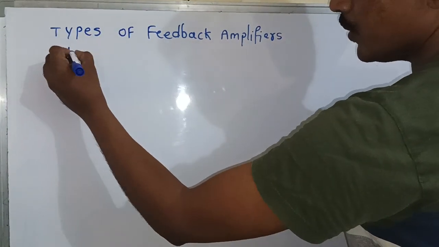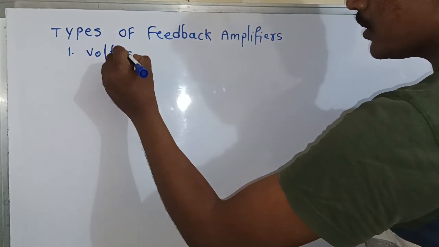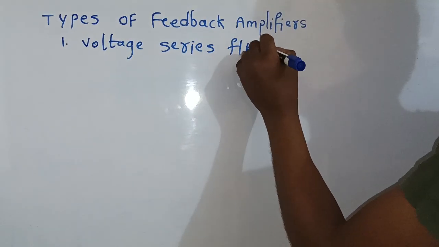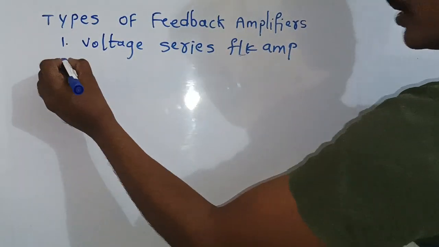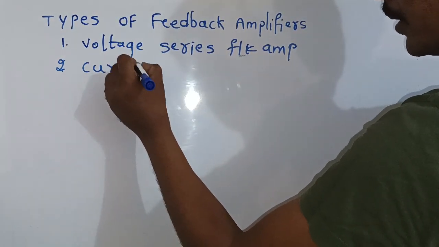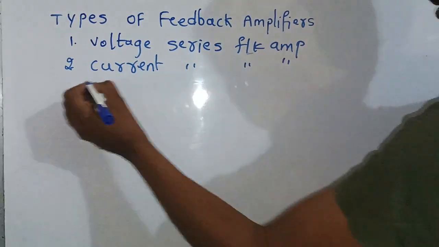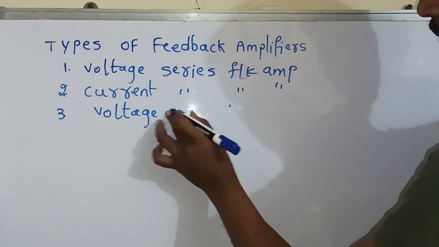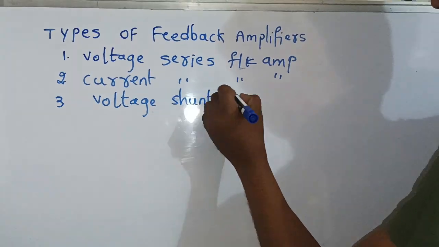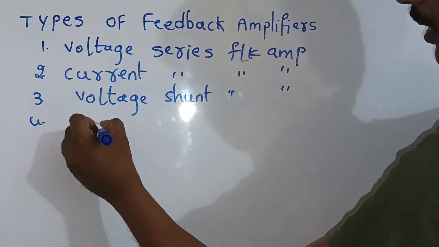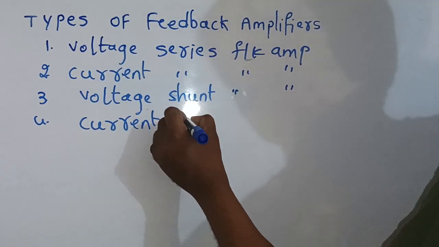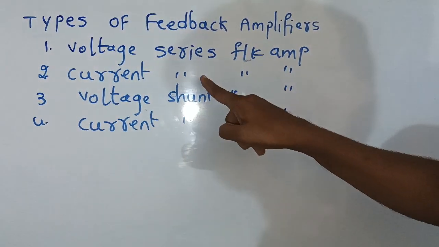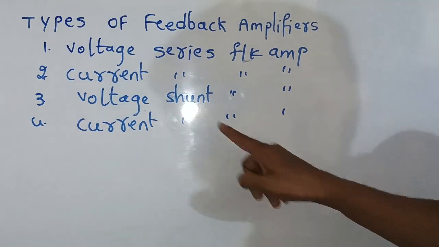Types of feedback amplifiers. We have 4 types of feedback amplifiers. First one is voltage series feedback amplifier. Second one is current series feedback amplifier. Third one is voltage shunt feedback amplifier. And fourth one is current shunt feedback amplifier. So the 4 types are: voltage series, current series, voltage shunt, and current shunt feedback amplifier.